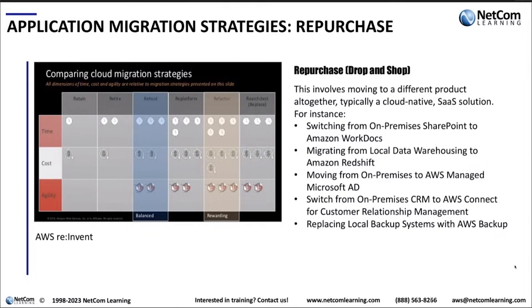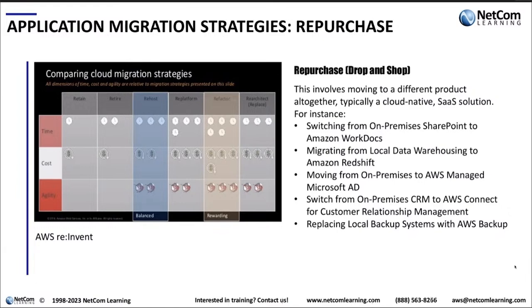Let's say you have Microsoft SharePoint servers on-premises, and you move that to Amazon WorkDocs. That would be a SaaS application. Or local data warehousing to Amazon Redshift. Redshift is a SaaS application. On-premises managed Active Directory into an AWS managed Microsoft Active Directory. It's a little bit different because it's not on-premises, it's actually Active Directory in the cloud. So it does have some different features, but it is compatible with the Active Directory that is on-premises. Switching from an on-premises CRM, customer relationship management, to Amazon Connect for customer relationship management. And also replacing a local backup system with AWS Backup.